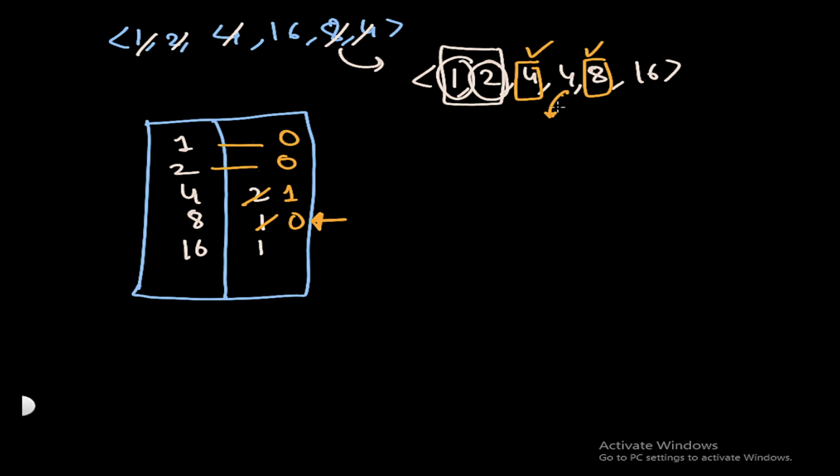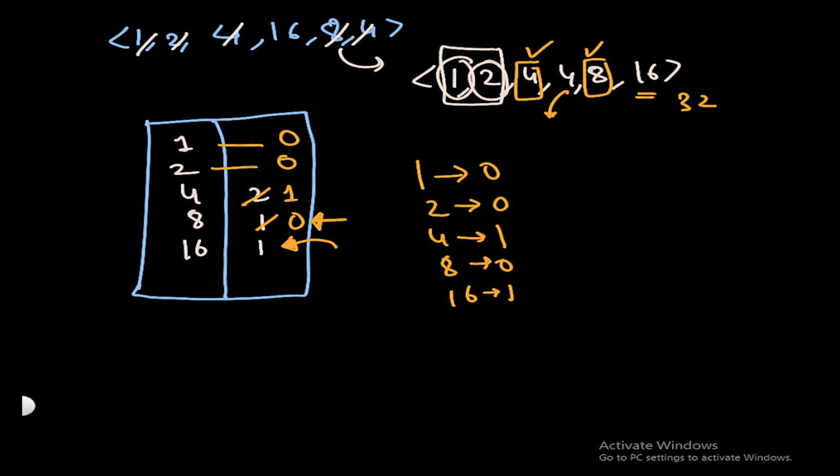So you will skip this part. You will come to 16, you will say hey, is 16 present? The map will say yes, 16 is present. You will say 32, it will say no. So in the end, you can see that 1 has become 0, 2 has become 0, 4 is 1, 8 is 0, 16 is 1.